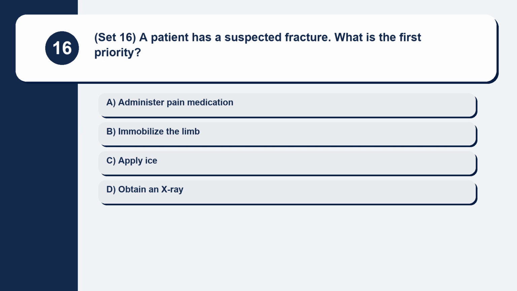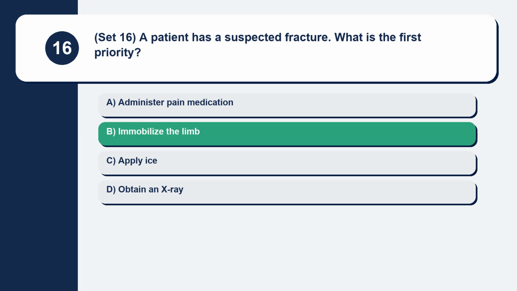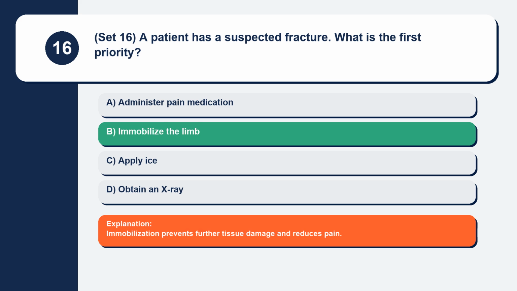Question 16. Set 16. A patient has a suspected fracture. What is the first priority? Administer pain medication, immobilize the limb, apply ice, obtain an X-ray. Immobilization prevents further tissue damage and reduces pain.